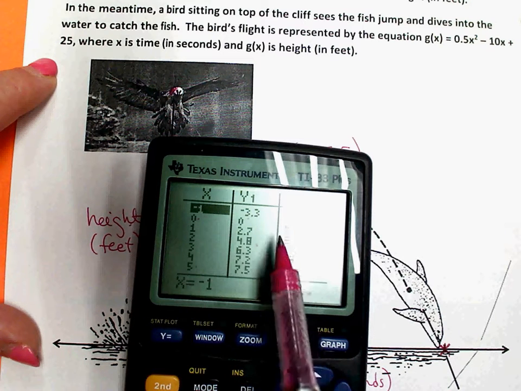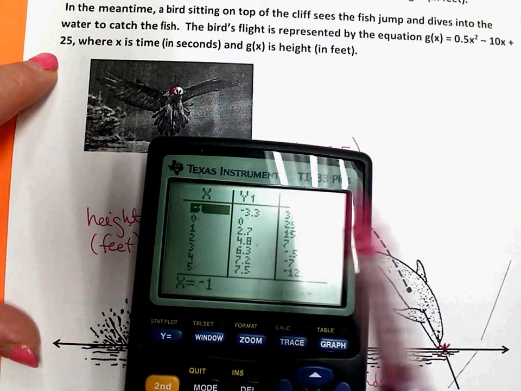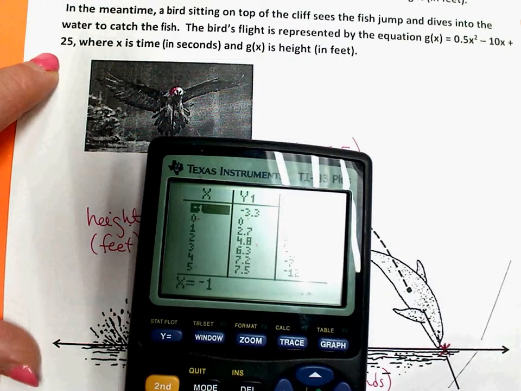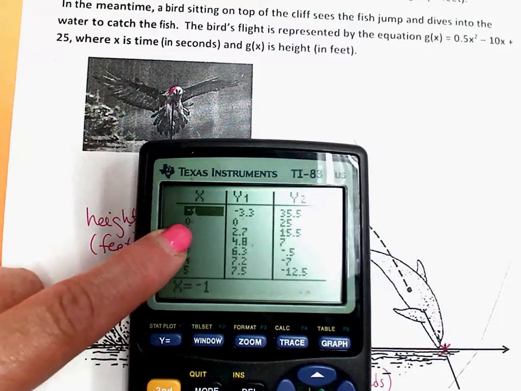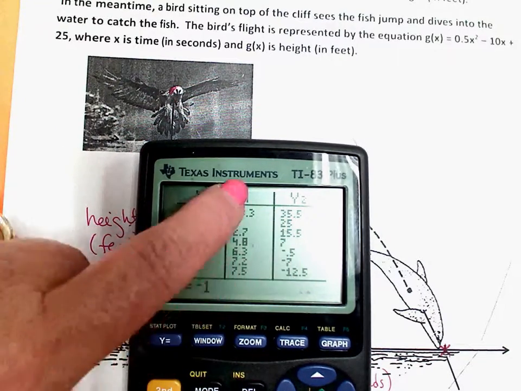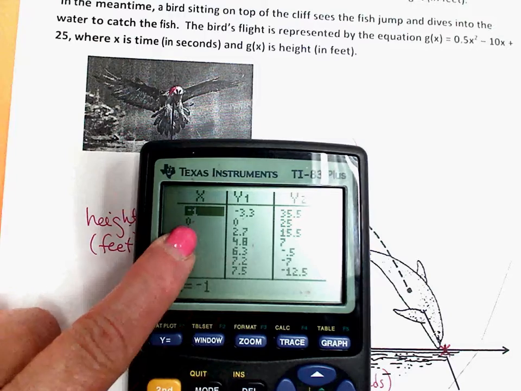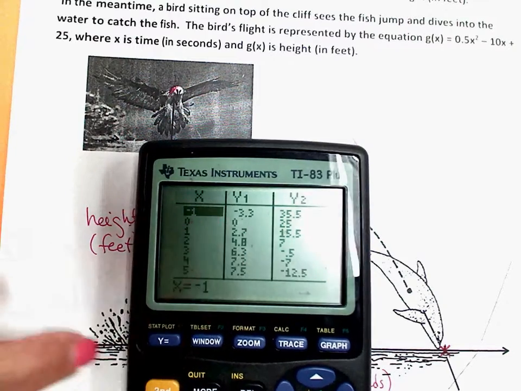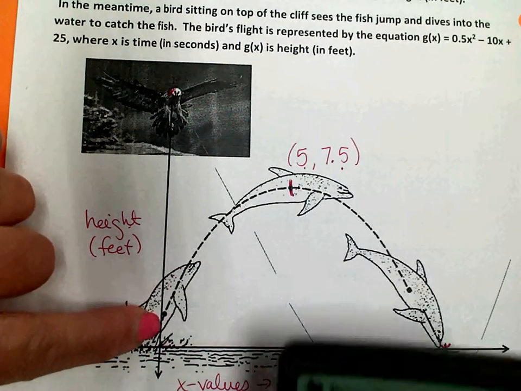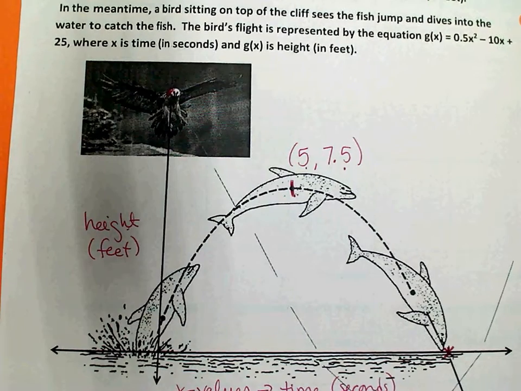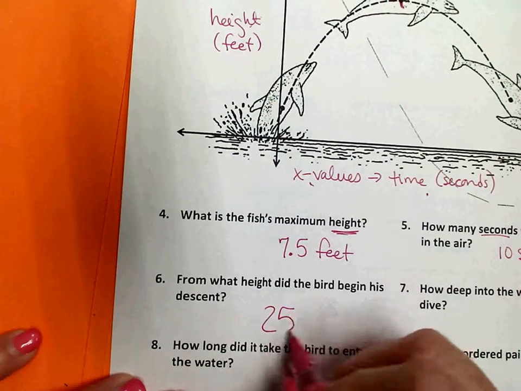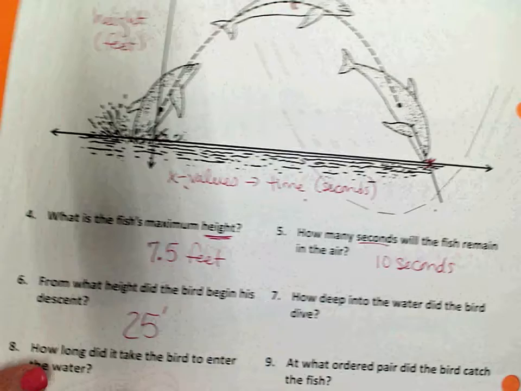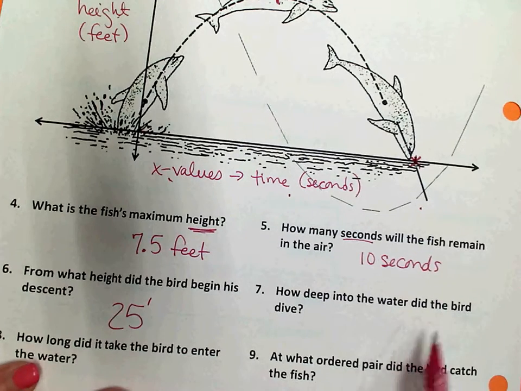So the bird was up 25 feet. That's how high up the cliff he was, 25 feet. And again, I found that by finding when x was 0, what y was. This equation is the fish. When it was 0, the fish was just coming out of the water. He was at 0 as well. Okay, so we decided the bird was 25 feet up in the air when he began to swoop down on that fish. How deep into the water did the bird dive?